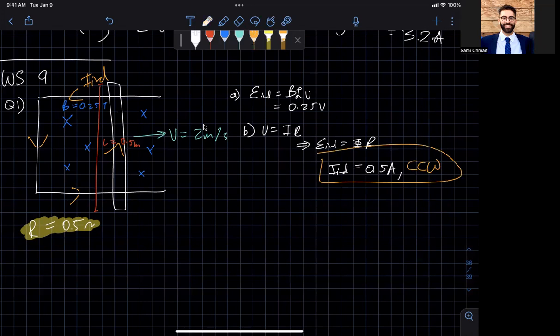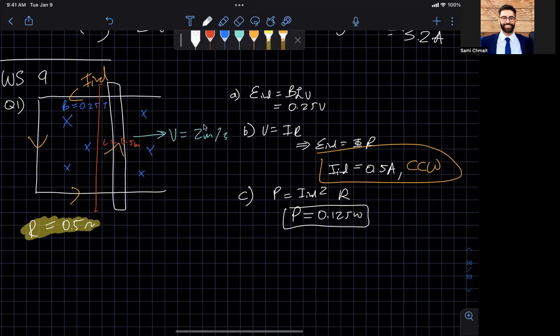And then in part C, we're asked for the power generated by the induced EMF. Our equation for power, there's many, but in this case, we're going to use P equals I squared times R, plug in everything, and we are left with 0.125 watts.